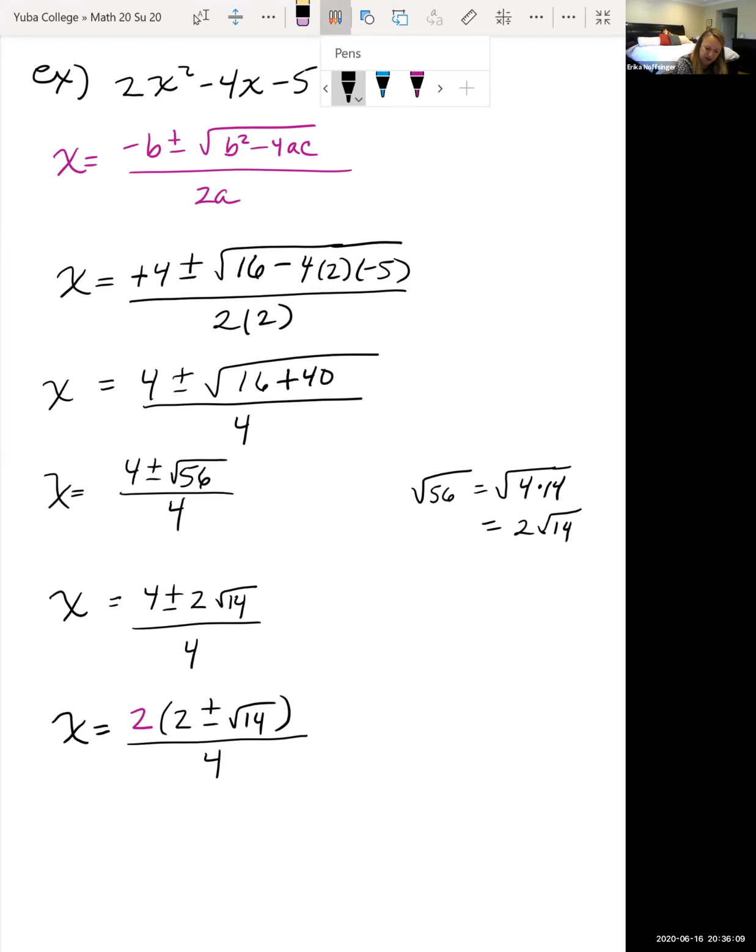And so notice now we can simplify. This 2, now that it's multiplication, cancels with this 4 down here, leaving a 2. So yeah, x is equal to 2 plus or minus root 14 all over 2.